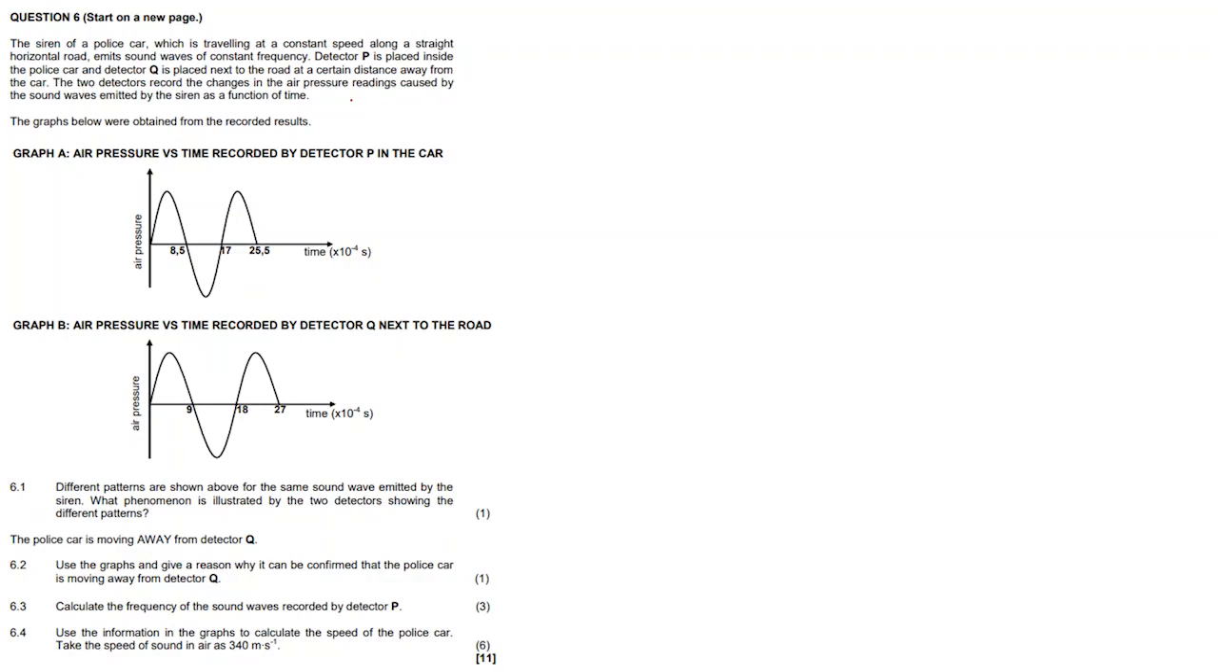Hi guys, today we're going to be looking at a question on Doppler effect. The siren of a police car which is traveling at a constant speed along a straight horizontal road emits sound waves at a constant frequency. Detector P is placed inside the police car and detector Q is placed next to the road at a certain distance away from the car.